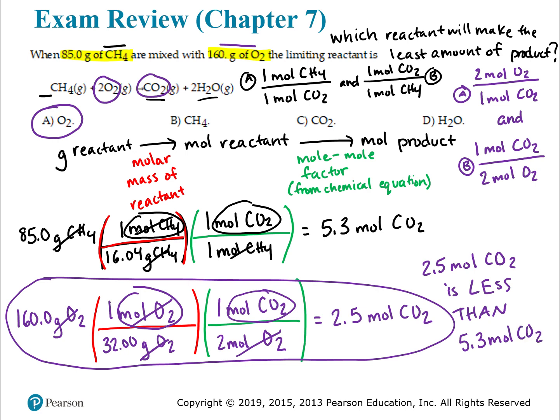Any questions here? Yeah, so this is a limiting reactant question. Notice how both of those are on the reactant side. So when you have two reactants, you have to do them separately to see how much product each of them will make.